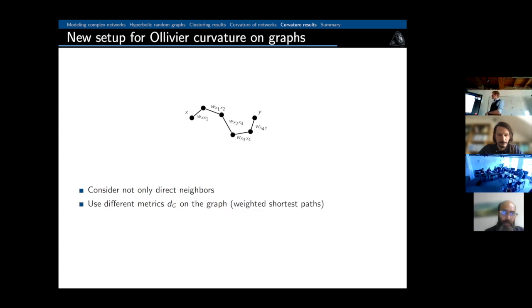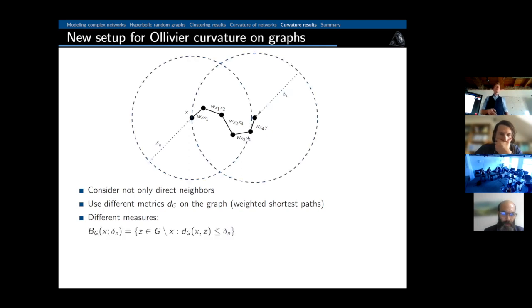And then we're going to use different metrics. We're going to consider a general class of metrics, which are weighted shortest paths, meaning that we assign edge weights, and the distance we're considering is the weighted shortest path. So the length of a path is now just a summation of its weights, and the distance is the total weight of the weighted shortest path. And then the question, of course, is how do we choose our weights?